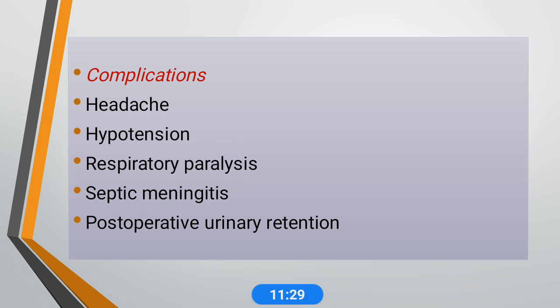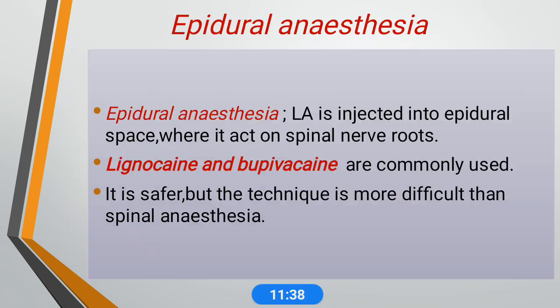What are the main complications of spinal anesthesia? Headache, hypotension, respiratory paralysis, septic meningitis, postoperative urinary retention. Next we come to epidural anesthesia.